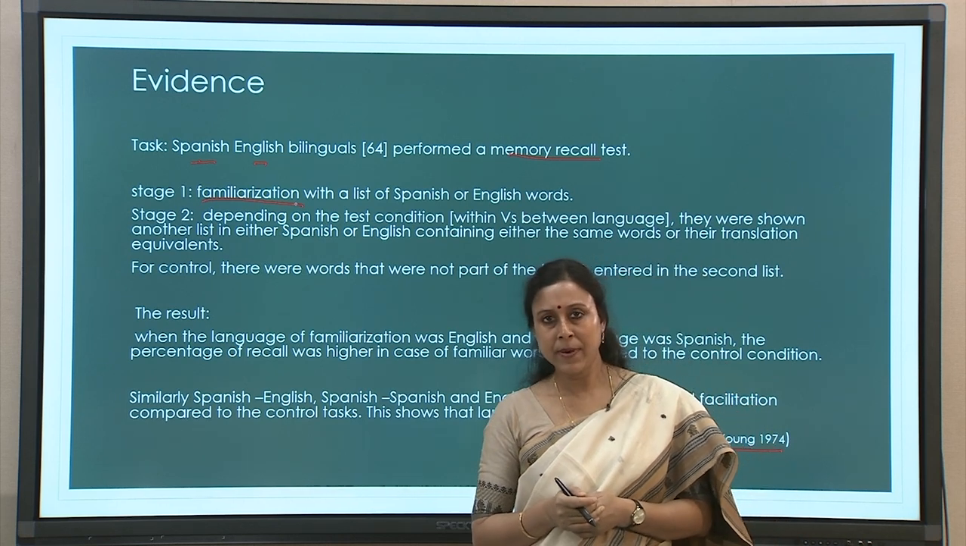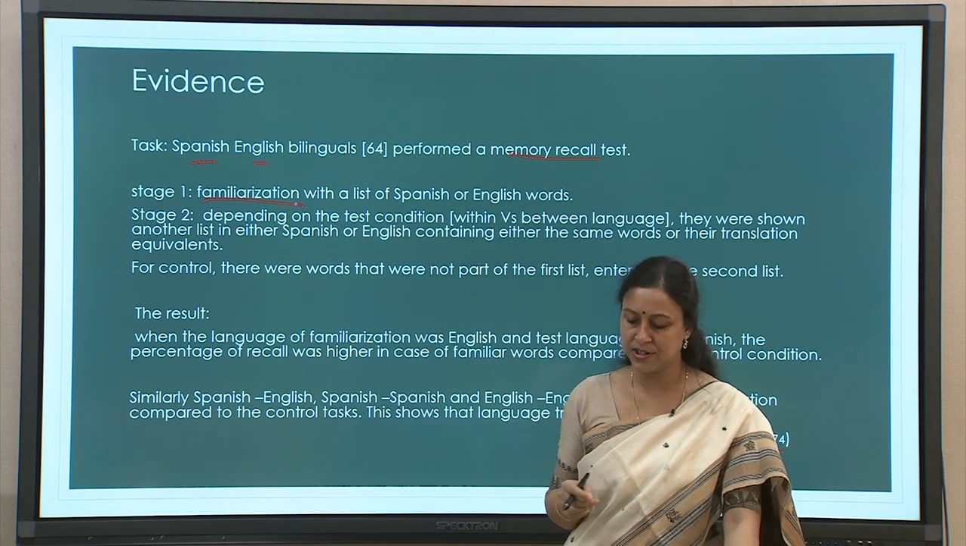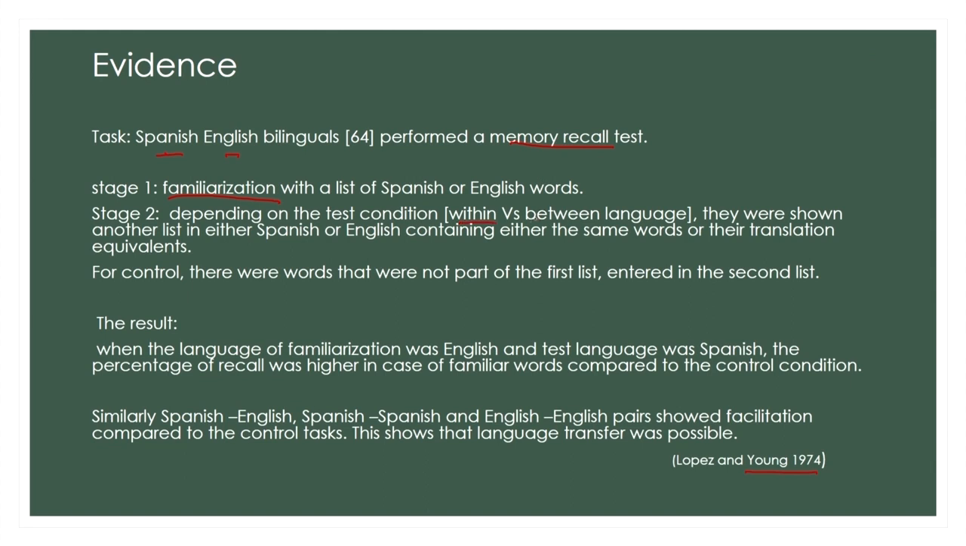Now, in stage 2, depending on the test condition, here comes the manipulation. This is what we just mentioned, the within versus between language condition. Let us see how it went. In stage 1, there were Spanish words and there were English words. In stage 2, there are two possibilities. Let us say you have seen only the Spanish word list, you have memorized only the Spanish word list. If we want to see the within-language condition, then in stage 2 you will again be given a Spanish list. If we want to check the between-language condition, the same people, after Spanish, will be given an English list.